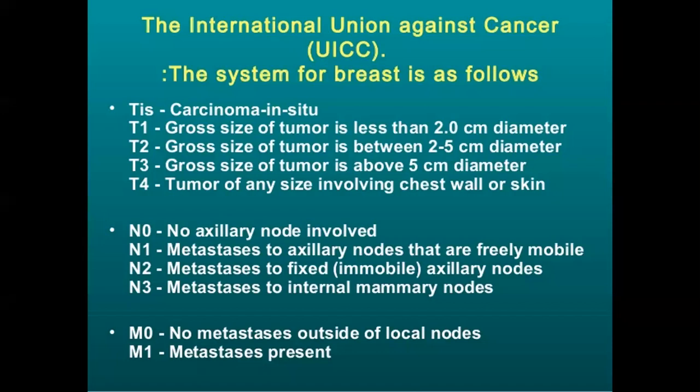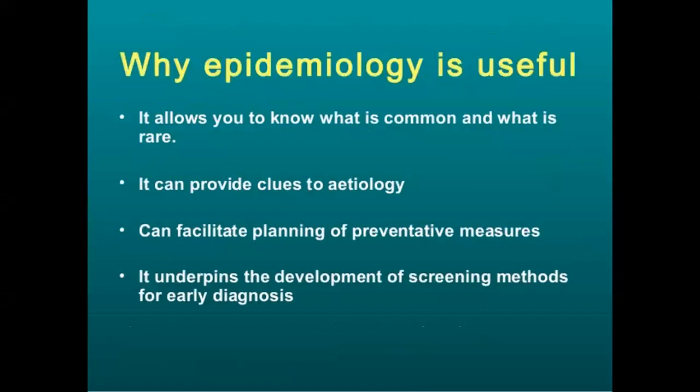Next is M0, no metastasis outside of the local nodes. M1 means metastasis is present. So, as we discussed a little bit of epidemiology in the last lecture, we have to revise it, and in addition, why is epidemiology useful?